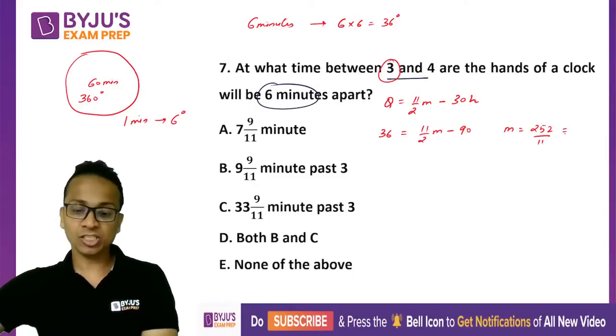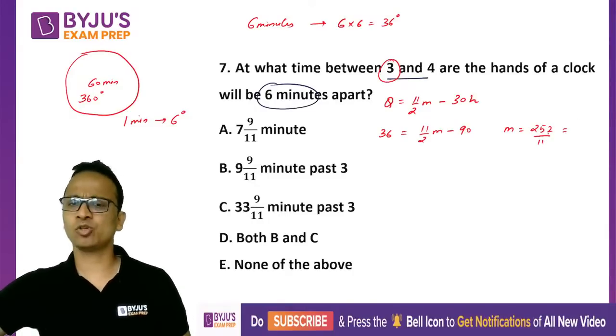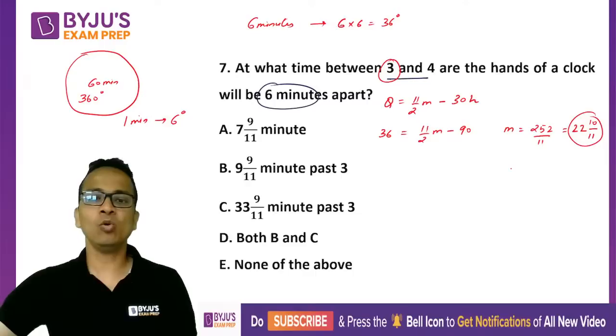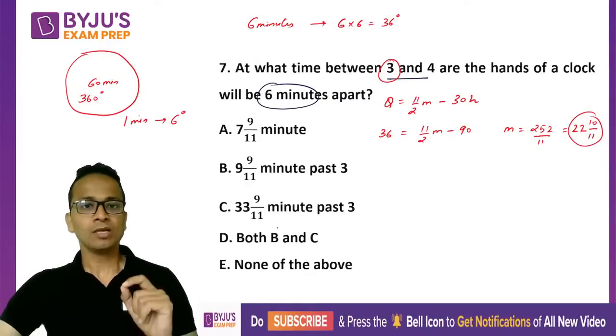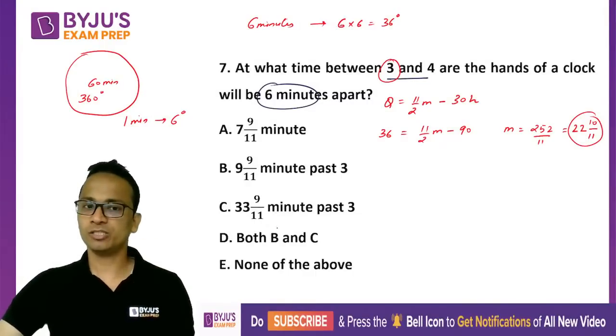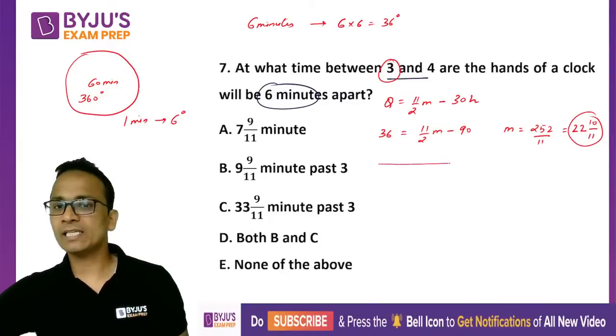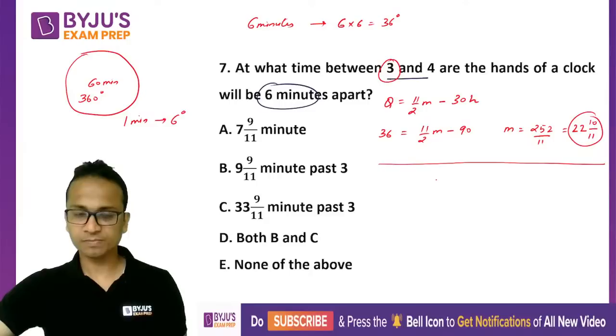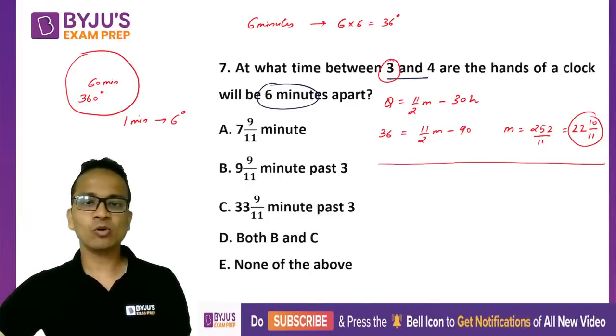Now in mixed fractions 252 upon 11, let's divide it by 11. So 22, 32 left, 22 10 upon 11. So 22 10 upon 11 will be one of the answers, which is none of these options. Okay, so I can say that the first time that we have calculated is not among the options. Okay, now let's calculate the second time.